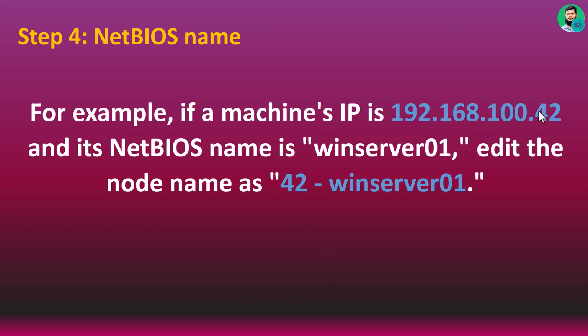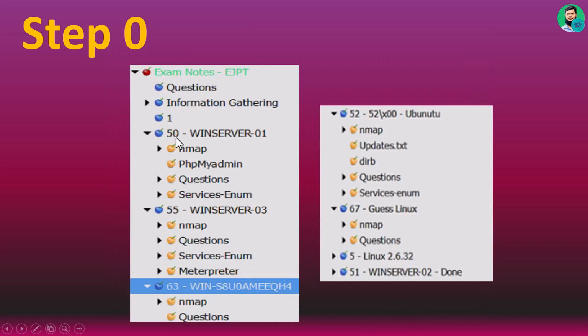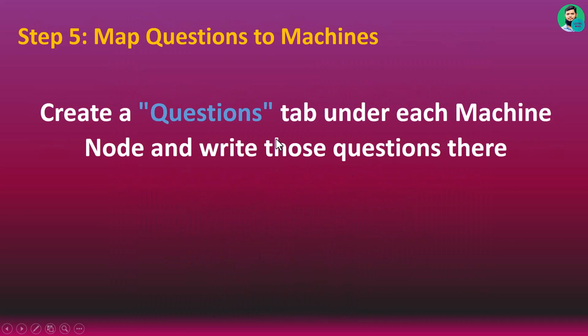NetBIOS name. Rename all nodes of IP addresses and add the NetBIOS name to them, which I hope you will figure out after the last step. This is important because some questions may refer to the NetBIOS name instead of the IP address. For example, if the machine IP is this one and its NetBIOS name is this one, edit the node name as 42-WinServer01 like this in CherryTree, 50-WinServer01.